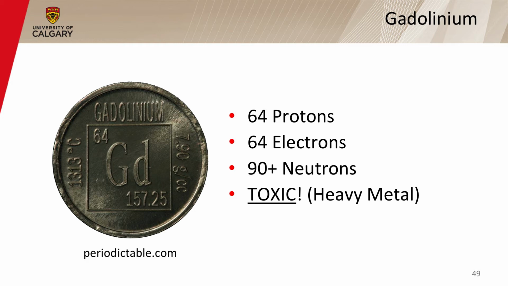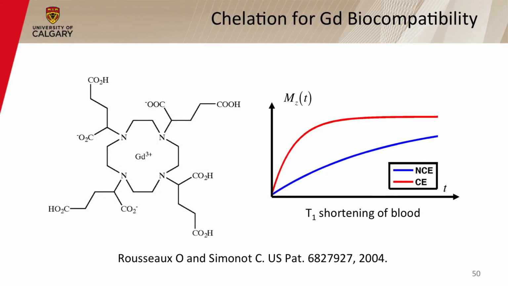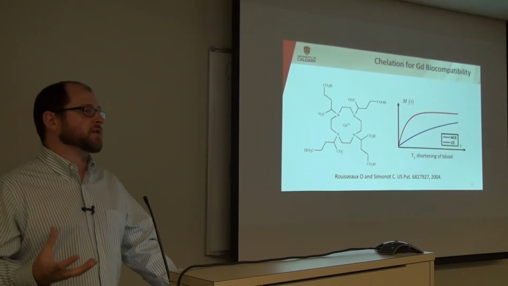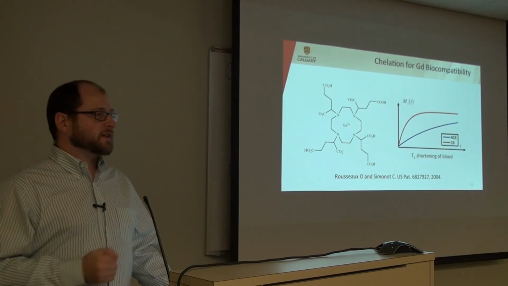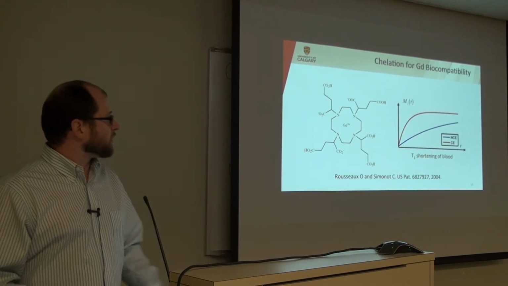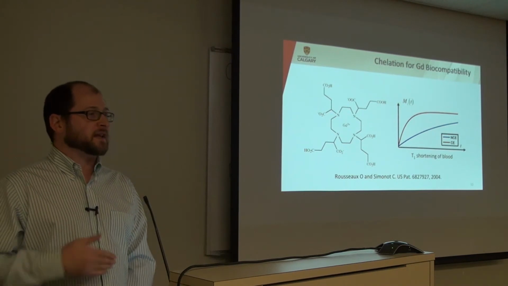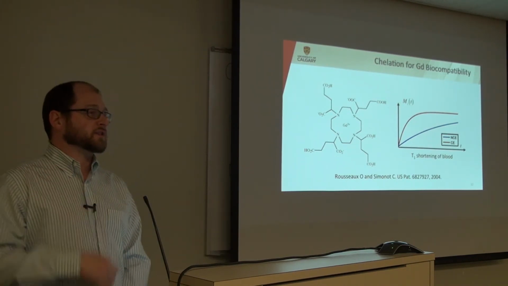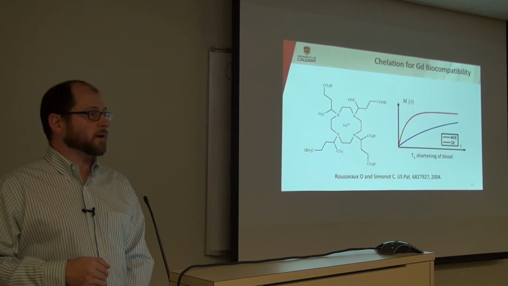And so the way we make it biocompatible is by applying a chelation process. So we have these chelation molecules that basically render the toxic gadolinium ions biocompatible. And the effect of injecting these chelation molecules into the bloodstream is that it reduces the T1 time of the blood so that it's much faster, which means that if we're applying a T1 weighted image, the blood vessels are going to appear brighter.